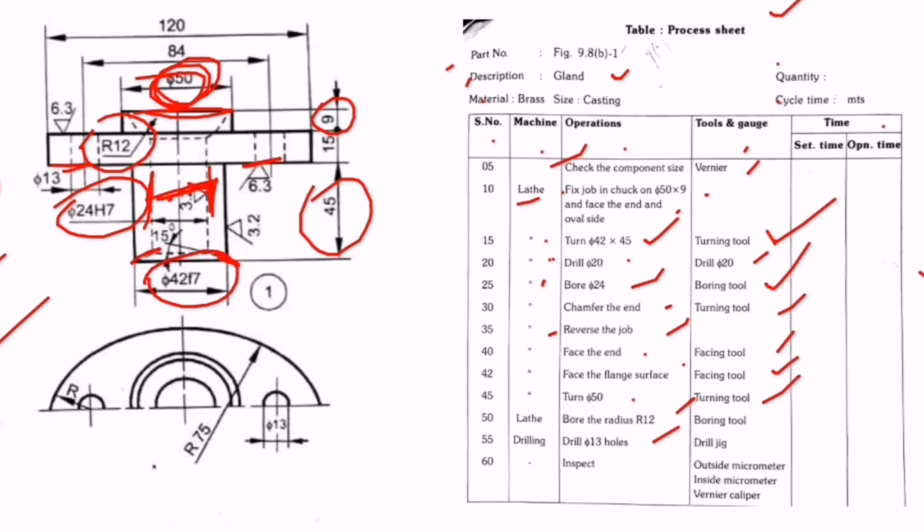Next drill 13 holes. We can see diameter 13 here. That is small holes this side and this side. This is one hole, this is another hole. So drilling of 13 holes with a drill jig on drilling machine. Finally inspect the element or complete a final product with outside micrometer, inside micrometer and vernier calipers. This is what about process sheet, which is useful for the production drawing.